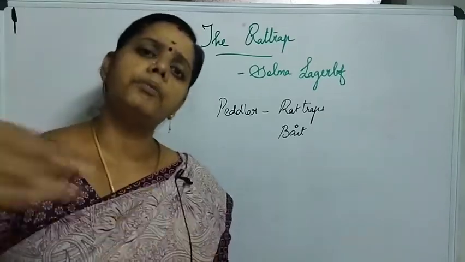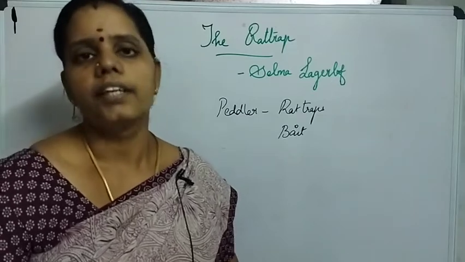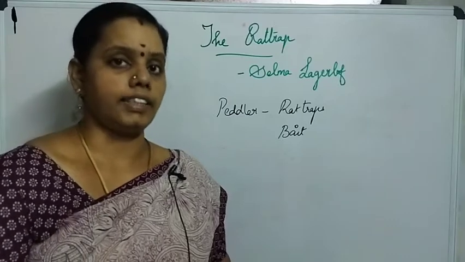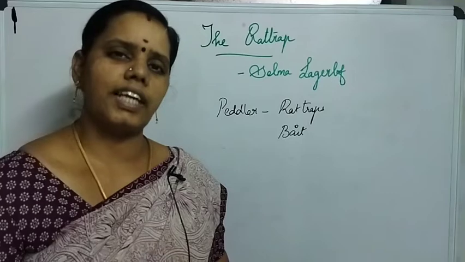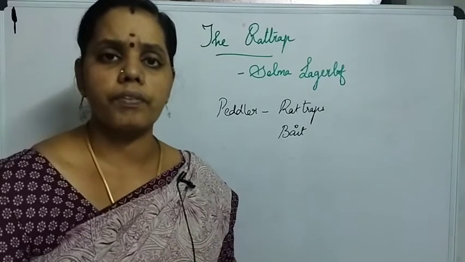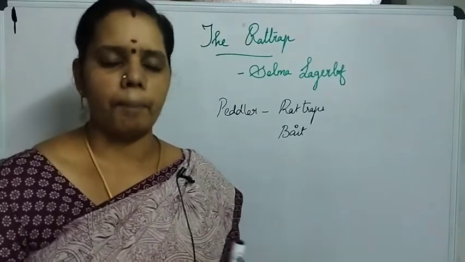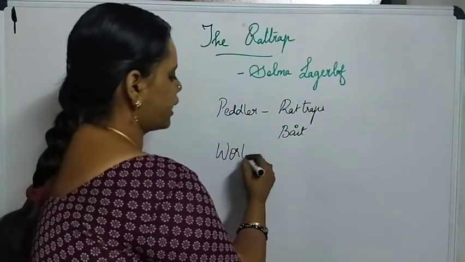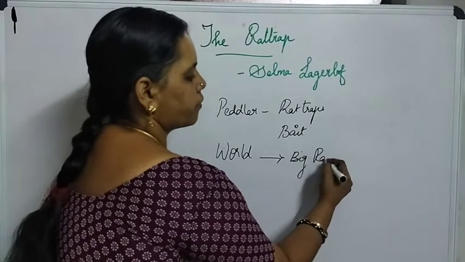He used to move around in search of food as well as a place to stay. When he asks for some money or for food, people try to chase him away or use bad words to make him run away from the place. So this man, the peddler, imagines the world as a rat trap. The world seems to be a big rat trap for this fellow.